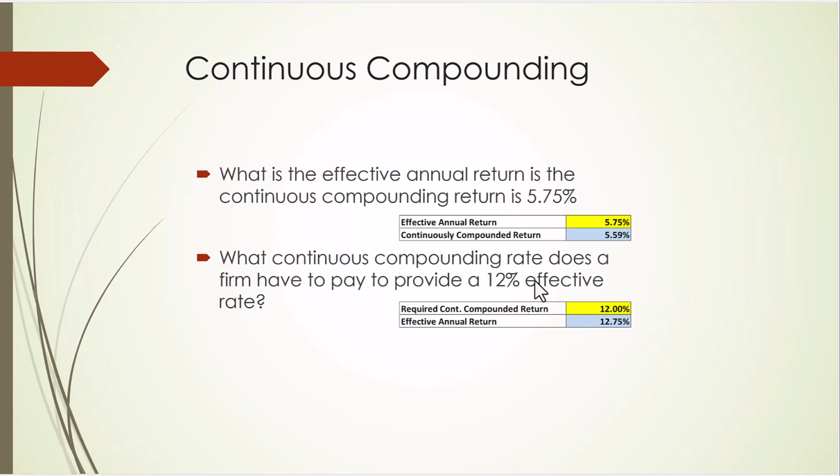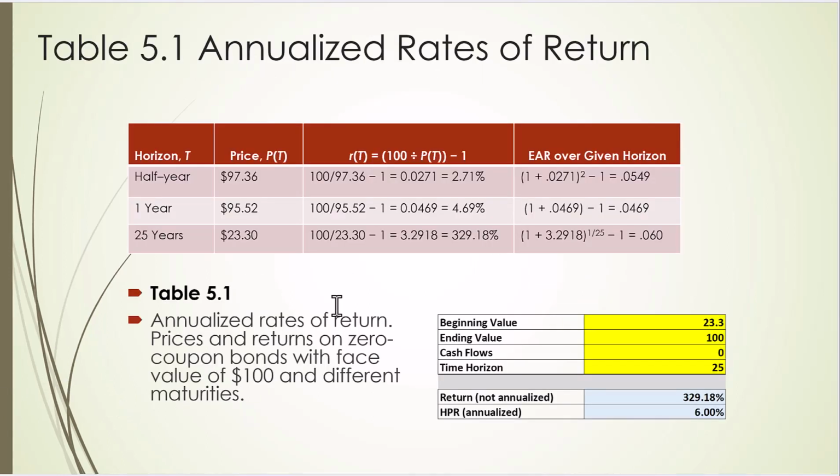And likewise, what continuous compounding rate does a firm have to pay if they want to provide a 12% effective rate? Again, that's 12.75% is the effective annual rate that they would receive. What about annualized rates of return?